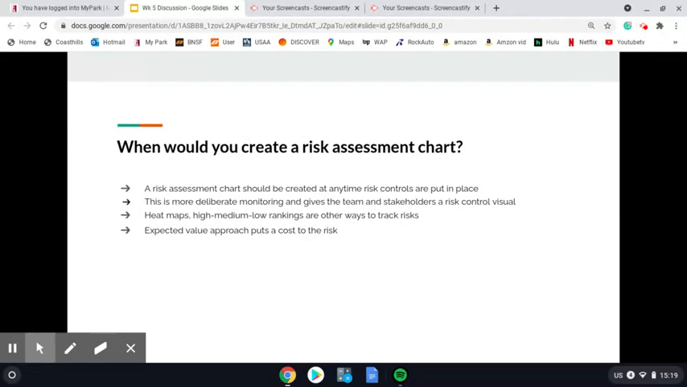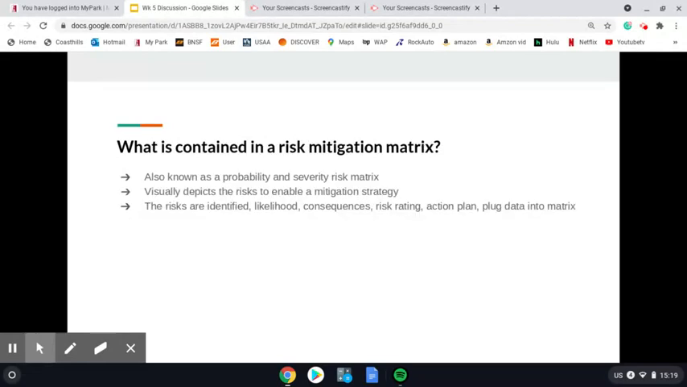Heat maps, high, medium, low rankings, and expected value approach. Those are 3 ways that you can use to track risk assessments. And from it, you can look at something and know where it's at and who's doing it and where it's going. What is contained in a risk mitigation matrix? It's also known as the probability and severity risk matrix.